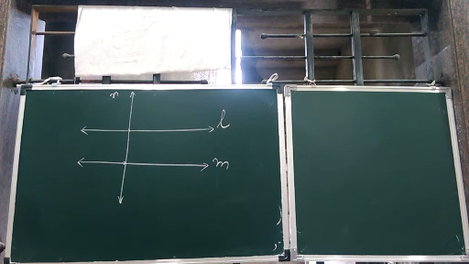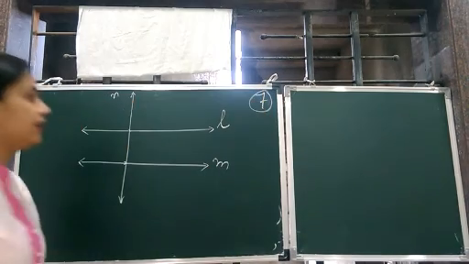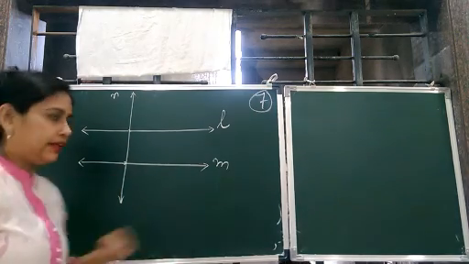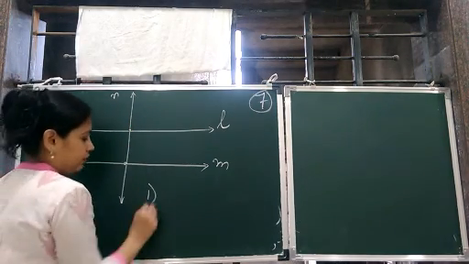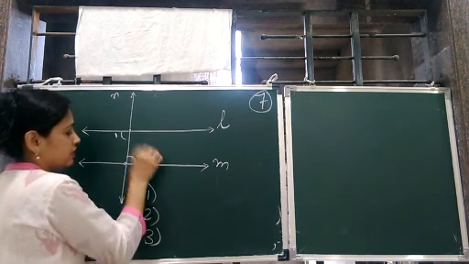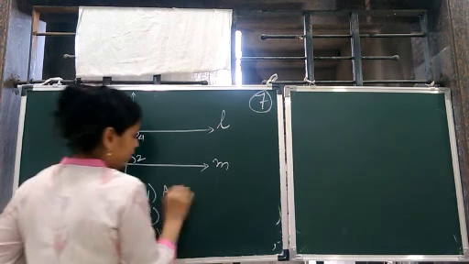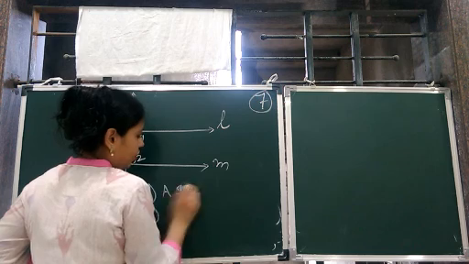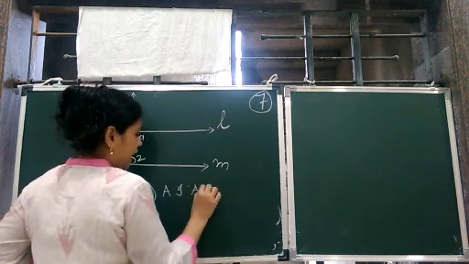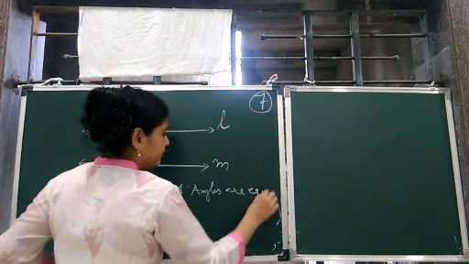Okay, welcome back children. Yesterday we studied that when a transversal cuts two parallel lines, then alternate interior angles are equal. Yes, alternate interior angles are equal. Alternate interior, or you can say interior alternate angles, whatever. Alternate interior angles are equal.